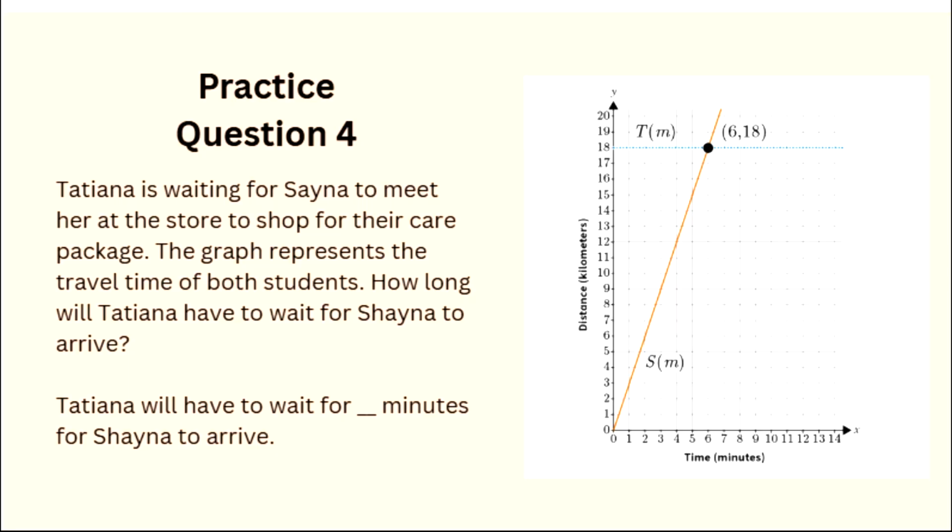Here's practice question 4. Tatiana is waiting for Shana to meet her at the store to shop for their care package. The graph represents the travel time of both students. How long will Tatiana have to wait for Shana to arrive? So you find the point of intersection, which is right here, and you come down to the x-axis, which means that she's going to wait 6 minutes for her.